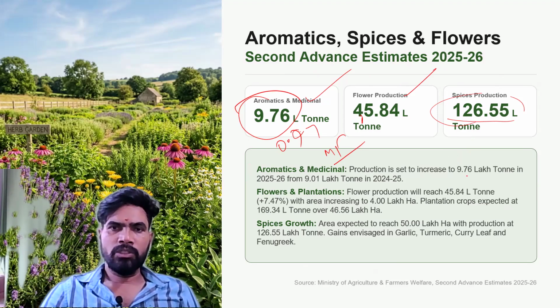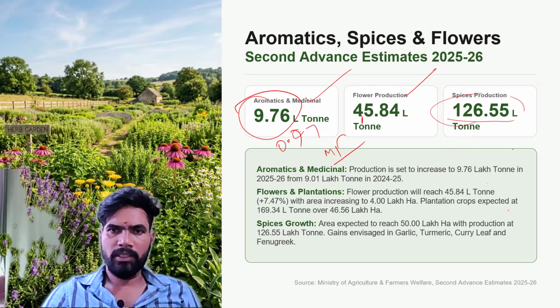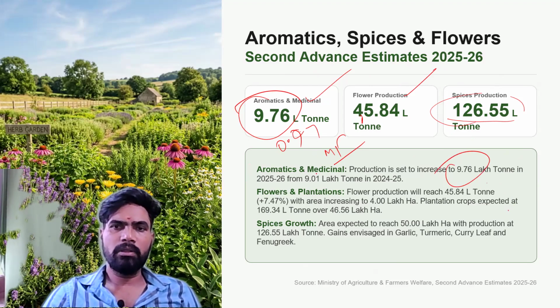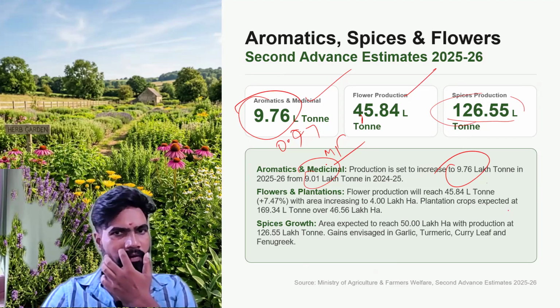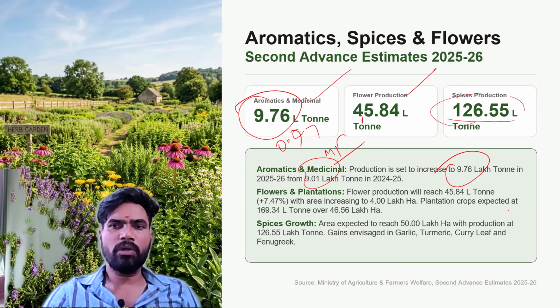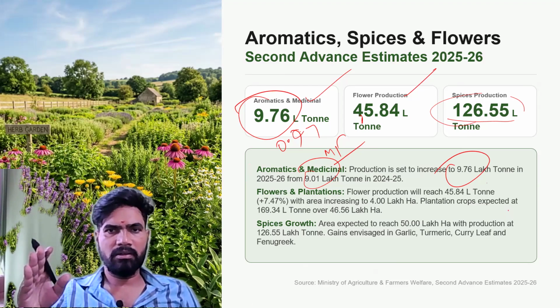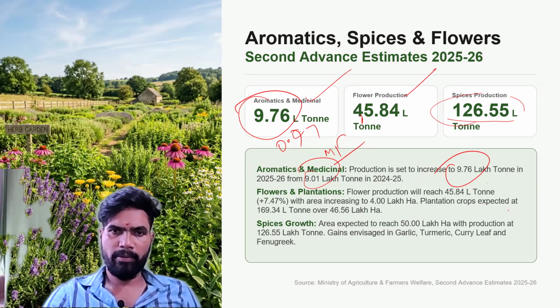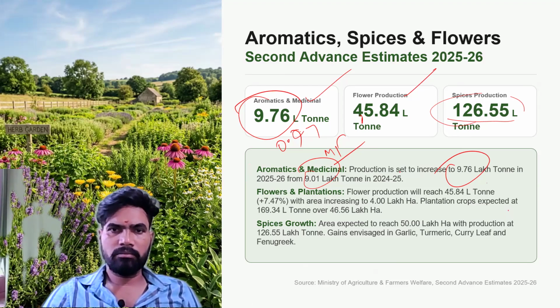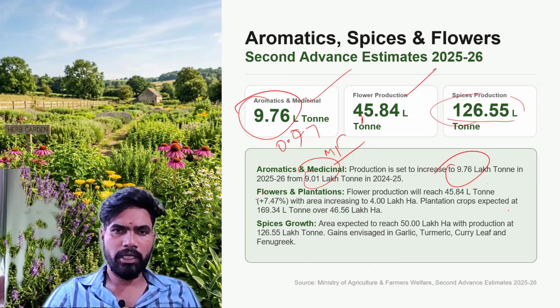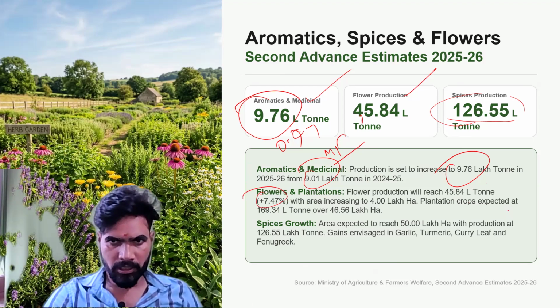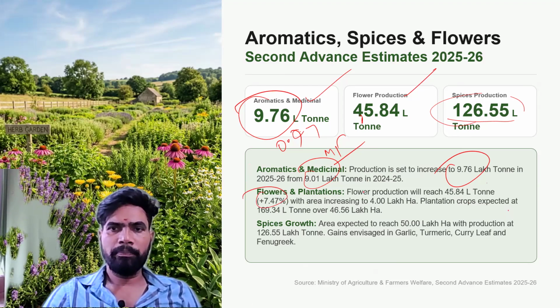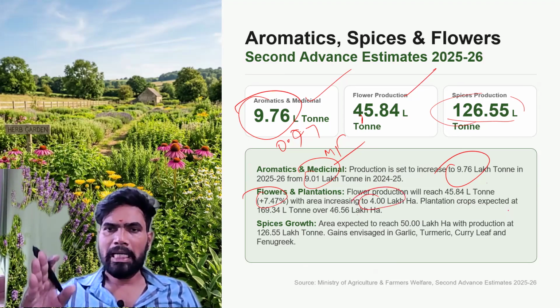Their production we have already seen, 9.76 lakh tons compared to the previous year production of 9.01 lakh tons. So roughly there is an increase of 0.75 lakh tons in production volume. Then flower production has an increase of 7.47% compared to the previous year. And area under cultivation is set to increase to 4 lakh hectares.